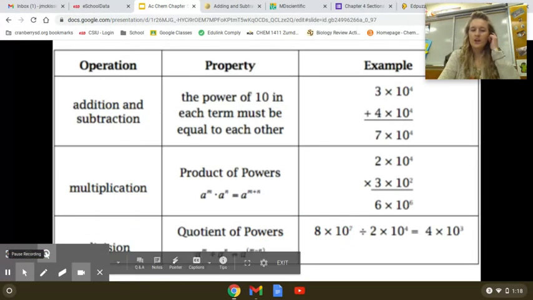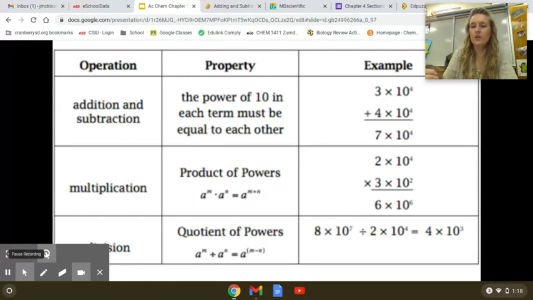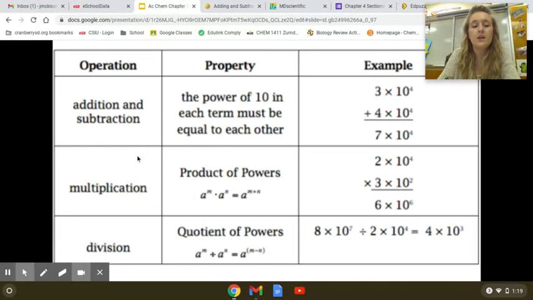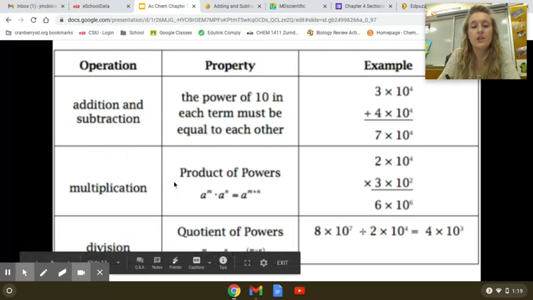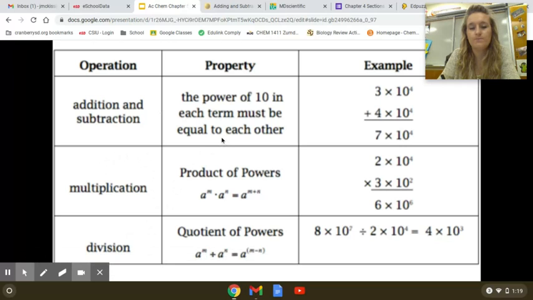Okay, and now we're really going to get into how we're going to use those. Whether or not you can go back and forth is important, but the main focus of this video is going to be adding and subtracting, multiplication, and division of numbers that are in scientific notation. When we're adding or subtracting, this is actually the more difficult part, because the power of 10 in each term must equal one another. So we may need to move some things around to make these exponents the same.